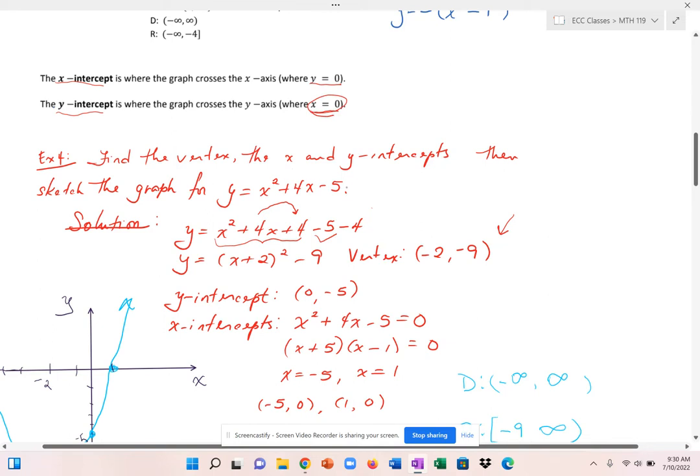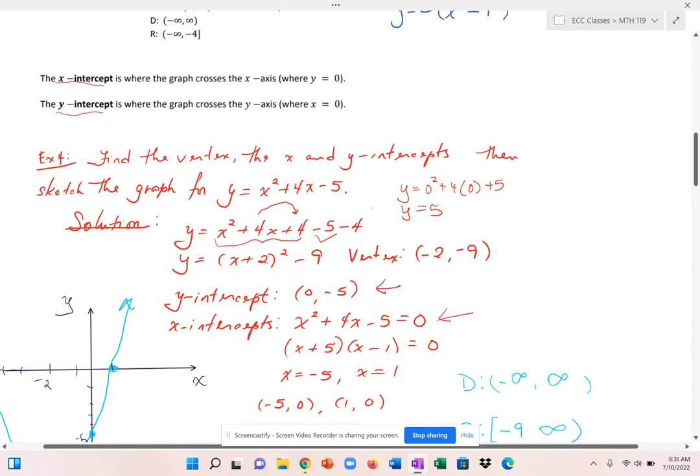So if you plug in 0 in here, you'll get y is equal to 0 squared plus 4 times 0 plus 5. That means when x is 0, y is 5. That is your y-intercept. And your x-intercepts will usually require a little bit more work. That's when you let the y equal 0. So I need to solve this equation.